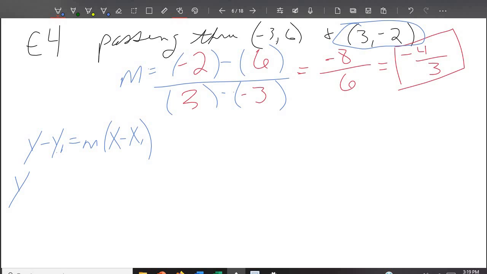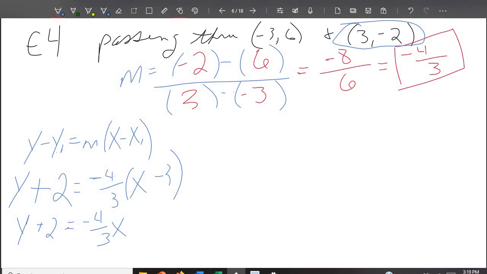Alright, so now see that y is a negative 2. So here, the negative 2 cancels out the negative in the middle and becomes positive 2. Then we've got negative 4/3, and then we've got x minus 3. Do the distributive property. y plus 2 will be negative 4/3 x, then plus 4/3 times 3. 2 negatives become positive.